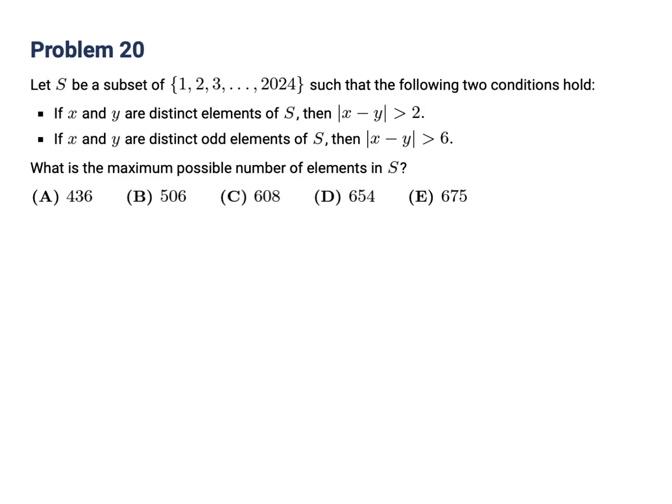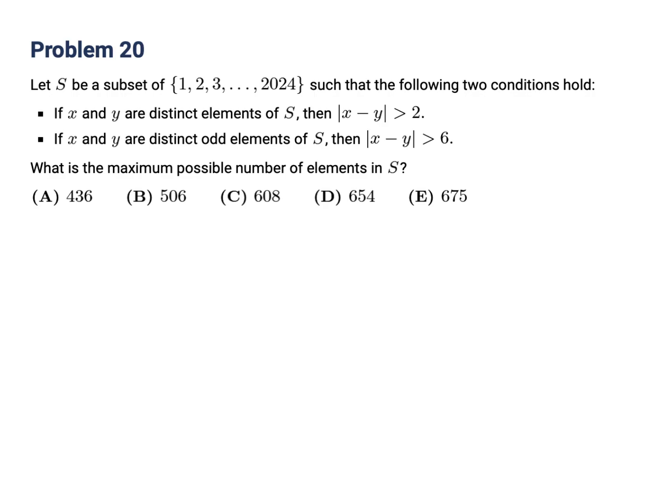Let S be a subset of 1, 2, 3 until 2024, such that the following two conditions hold. If x and y are distinct elements of S, then the absolute value of x minus y is greater than 2. If x and y are distinct odd elements of S, then the absolute value of x minus y is greater than 6. What is the maximum possible number of elements of S?